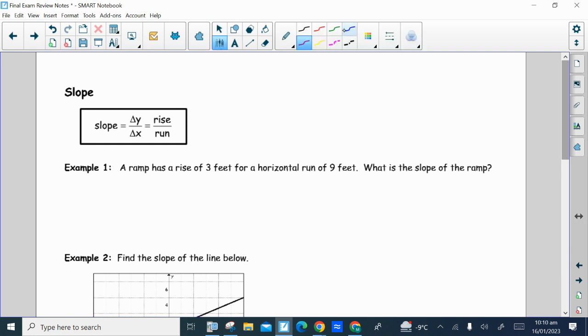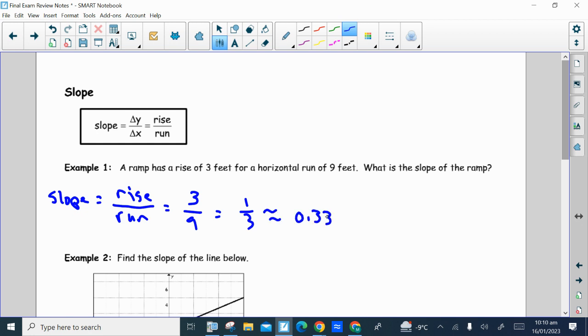So the very first question asks us to find the slope of a ramp with a rise of 3 feet and a run of 9 feet. So it's just as simple as dividing the rise by the run. 3 divided by 9, which could be reduced to 1 over 3, or if you get it as a decimal, 0.3 repeating. Slope is that simple. Rise divided by run. If you're given the rise and the run, you just divide them.